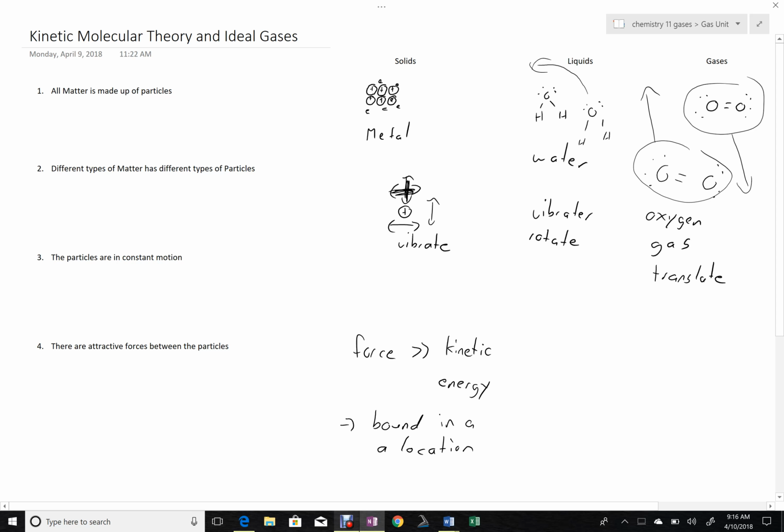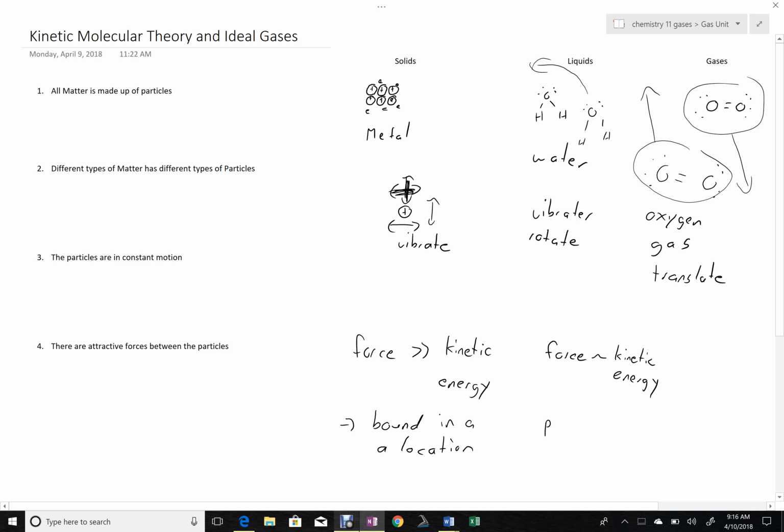Okay, so I was saying that in solids, the force is very strong in comparison to the kinetic energy, and so these particles are held in their place by the force, and so they can vibrate, but they can't move around. In a liquid, the intermolecular force is closer to the amount of kinetic energy. And so the two factors are competing with each other. That means that liquids can flow.